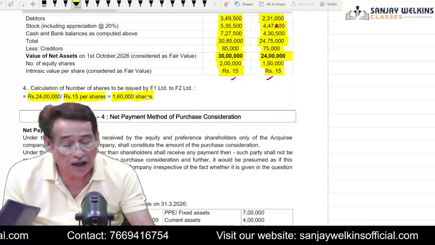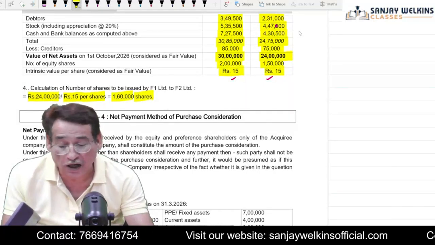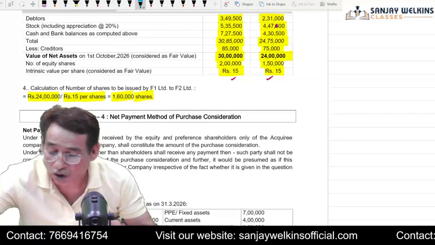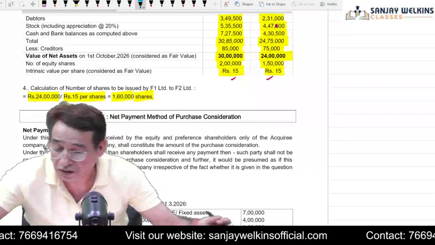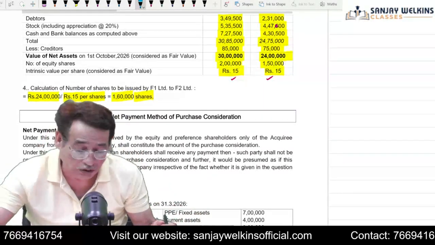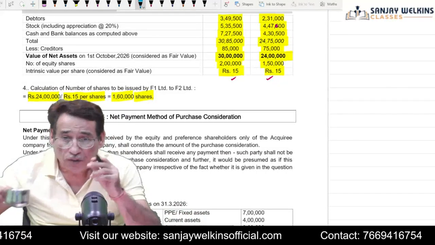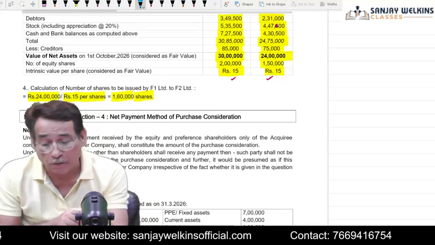Correct? And what is the amount of bank balance? I have already told you. The amount of bank balance we have already computed in the question. So three demands were there, and all these three demands have been met well and truly. Correct? So this is how we have to do this particular question. Intrinsic value of share questions are very important from the examination point of view.